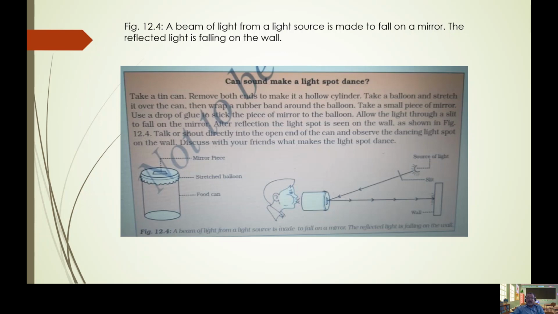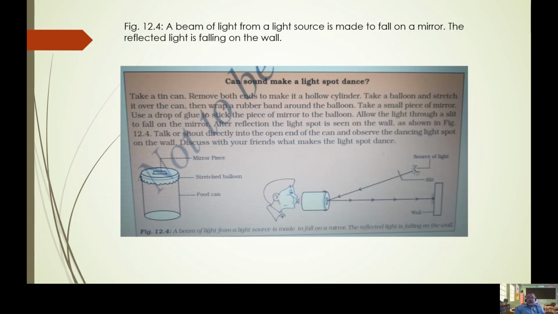Allow the light to fall through a slit onto the mirror. After reflection, the light spot is seen on the wall, as shown in the figure. Talk or shout directly into the open end of the can and observe the dancing light spot on the wall. Discuss with your friends what makes the light spot dance.